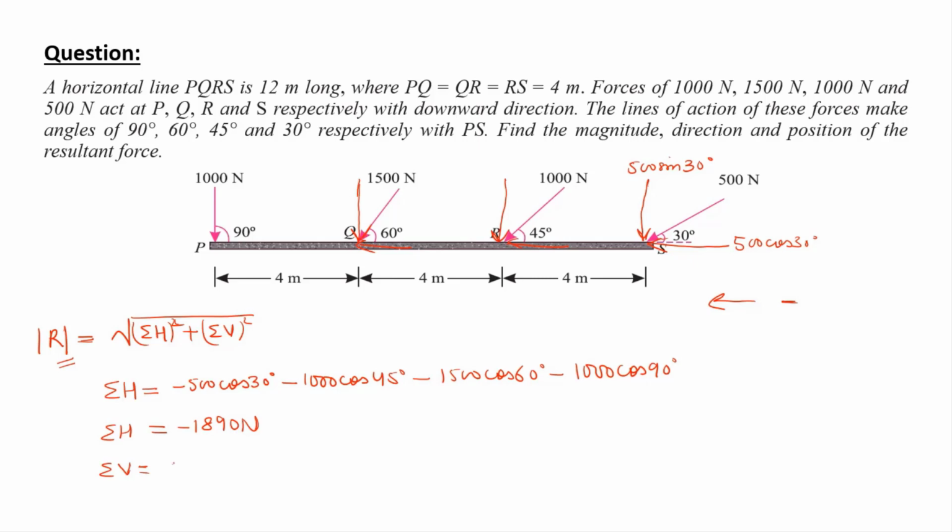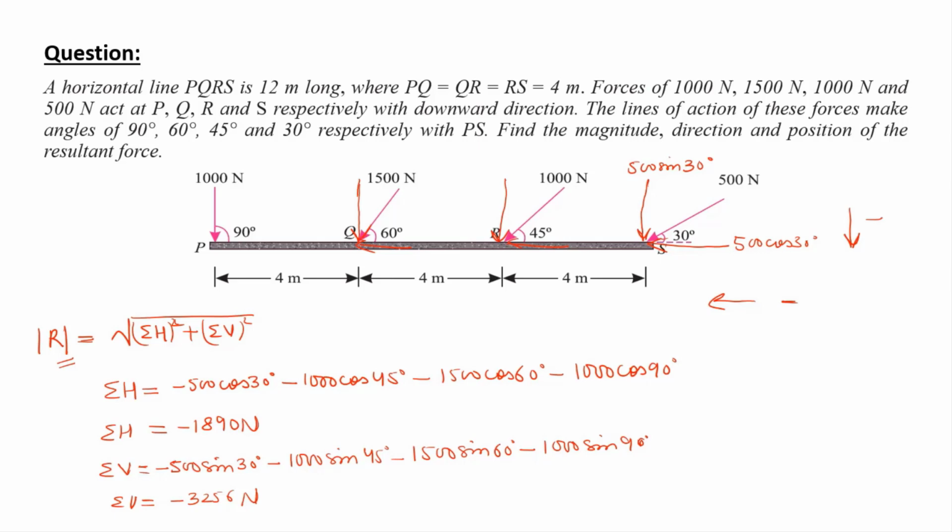Similarly, we can calculate sigma V. Sigma V will be equal to minus 500 sin 30 degree, again this will be negative because all the forces are in downward direction, taken as negative. Minus 500 sin 30 degree minus 1000 sin 45 degree minus 1500 sin 60 degree minus 1000 sin 90 degree. Upon solving this, we get sigma V is equal to minus 3256 Newton.